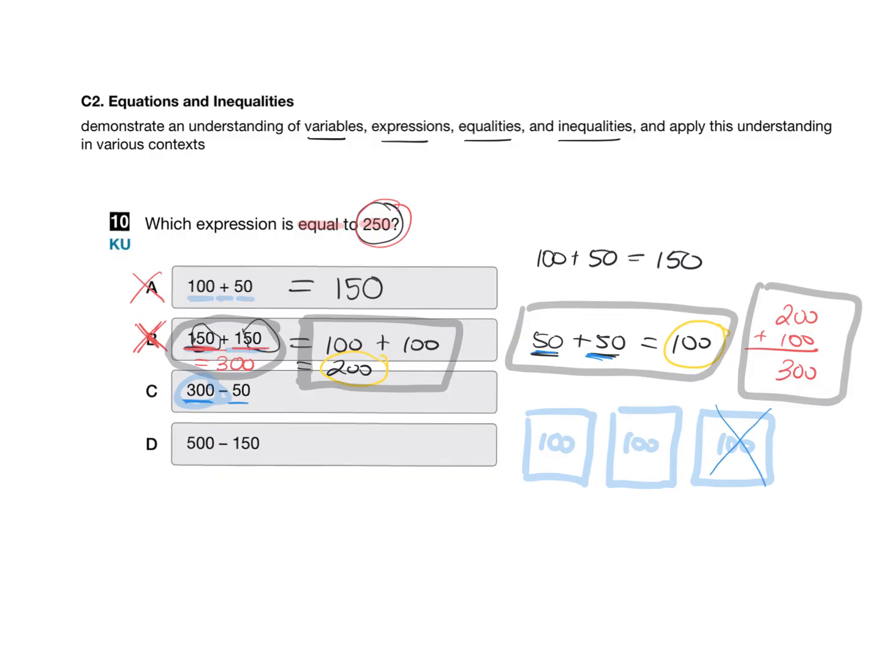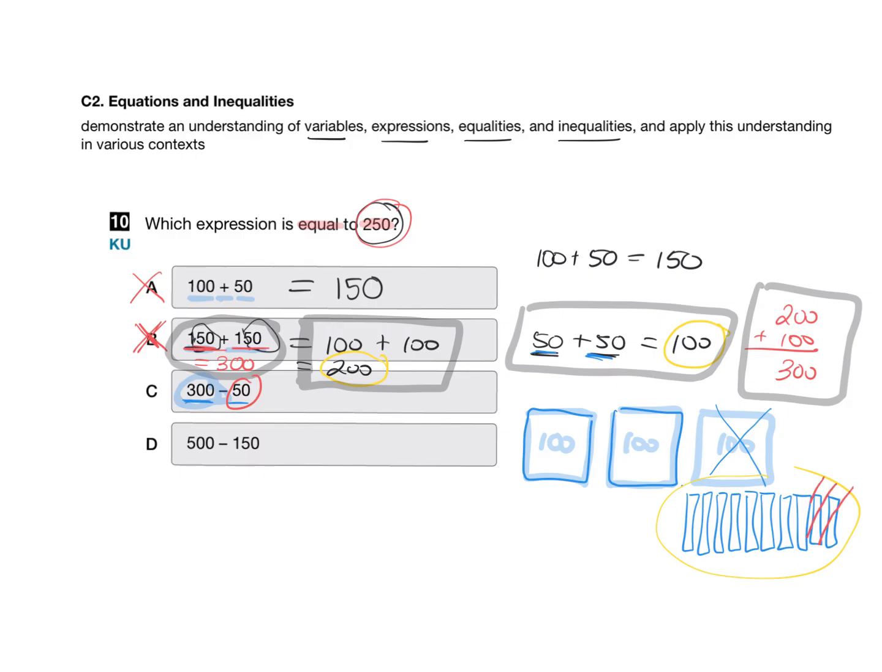How many tens blocks am I going to put to make 100? 10, 20, 30, 40, 50, 60, 70, 80, 90, 100. So I have 100, 100, and another 100. Okay, so I have 300 here. Now can I take 50 away? Let's take 50 away. 10, 20, 30, 40, 50. How many am I left with? Let's count.